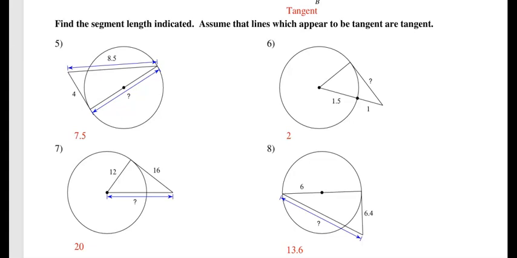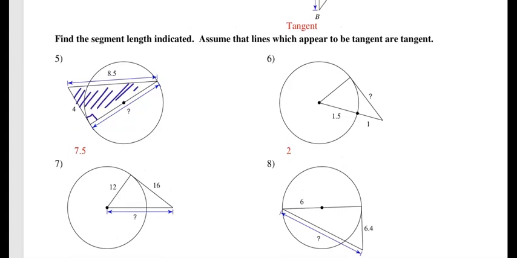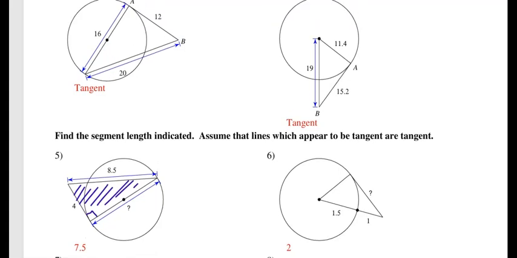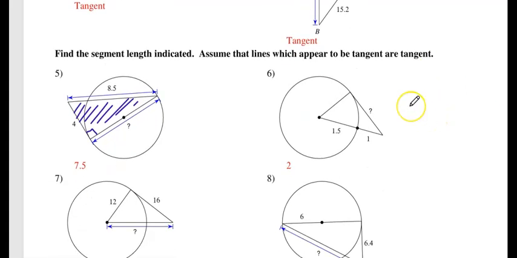Find the segment length indicated. Assume that lines which appear to be tangent are tangent. That tells us this is 90 degrees. If this is 90 degrees, this is a right triangle. Okay, question 5.